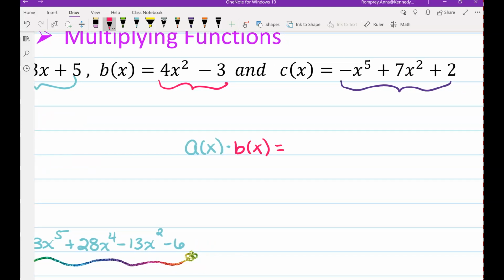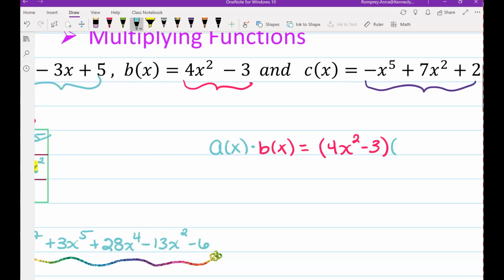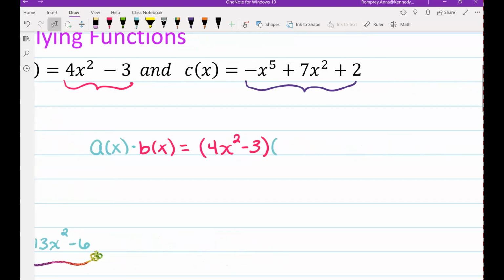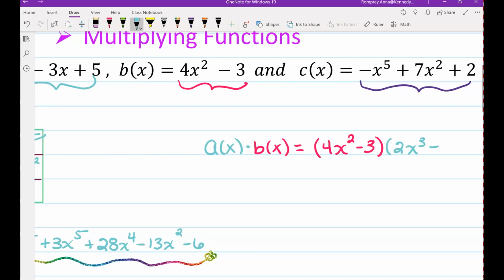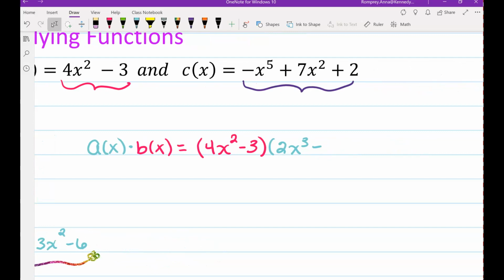So I'm actually going to start with b of x. So I'm going to start with my 4x squared minus 3. And then I'm going to multiply it by a of x. Okay, it's multiplication. We're just using commutative property. We're just reordering. So 2x cubed minus 3x plus 5.